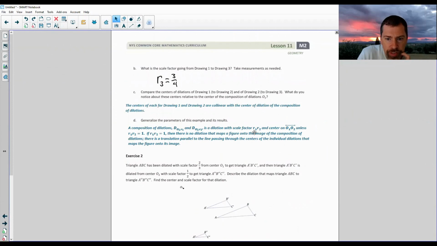is a dilation with a scale factor R1, R2, and a center on the O1, O2 line, unless R1 R2 equals 1. If R1 R2 equals 1, then there is no dilation that maps the figure onto the image of the composition of the dilation. Remember, if we dilate by a scale factor of 1, the image does not move. The pre-image and the image are in the same location. There is a translation parallel to the line passing through the centers of the individual dilations that maps the figure onto its image. Okay.